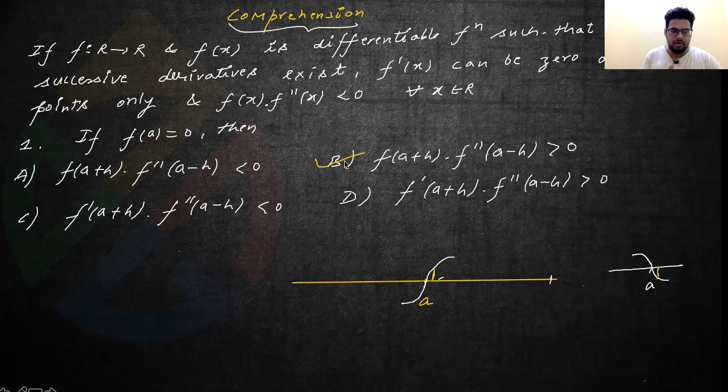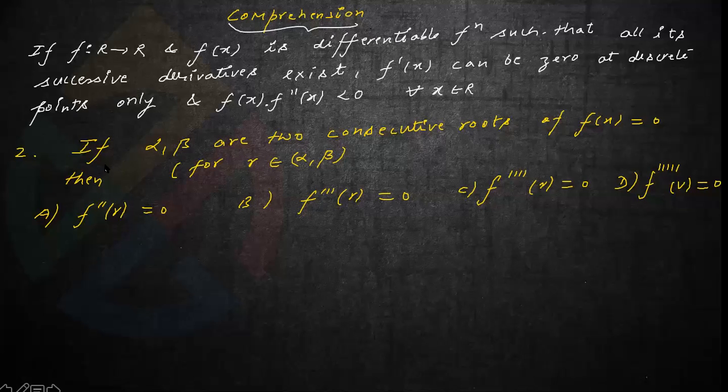You can assume a function also like f(x) equal to sin x, but you can do this quickly in a better way by using this itself, right? Let us now try to solve the second part. In the next question we have alpha, beta as two consecutive roots of f(x) equals 0. Then for gamma belonging to alpha, beta, or let us say r, f double dash r equals 0, f triple dash, the fourth derivative, the fifth derivative. So which one of them should be there? If you use the assumed function f(x) equal to sin x in this, you may get more than one option, right? So we'll have to solve it conceptually.